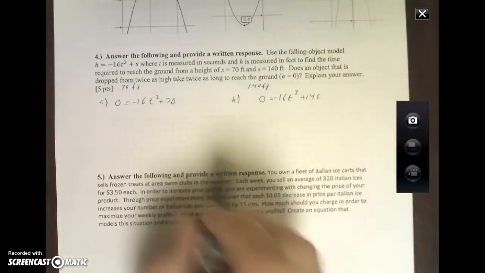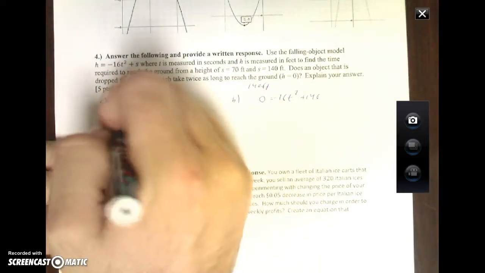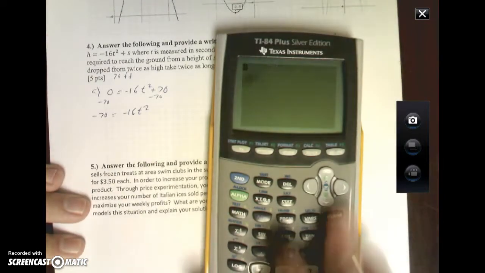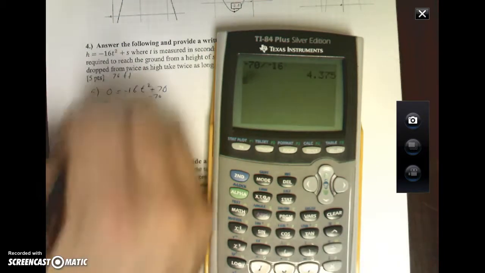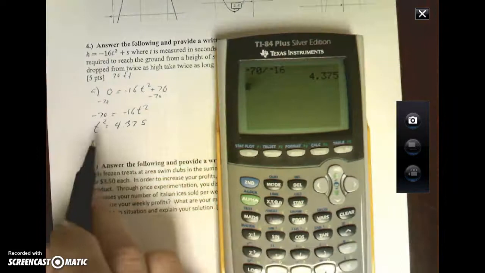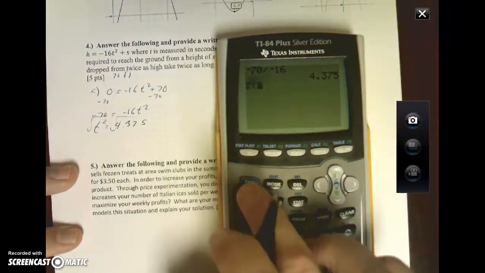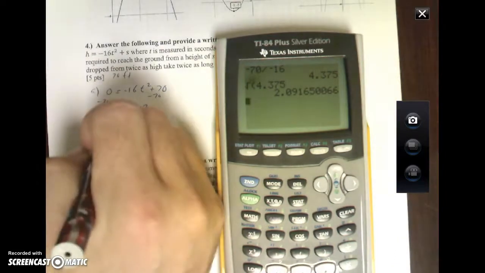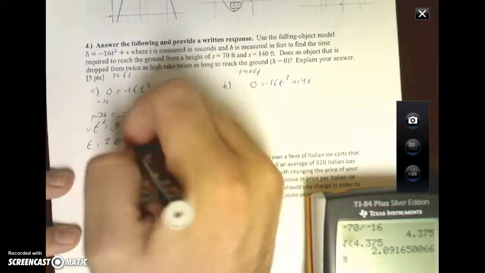All I'm doing is solving this, so we're going to subtract 70 from both sides. Negative 70 equals negative 16t squared. I'm dividing both sides by negative 16, so t squared equals 4.375. Guys, what's the opposite of squaring something? Square root it. So I'm going to square root left, I'm going to square root right. So t equals 2.09, and we're talking about time in seconds, so 2.09 seconds.